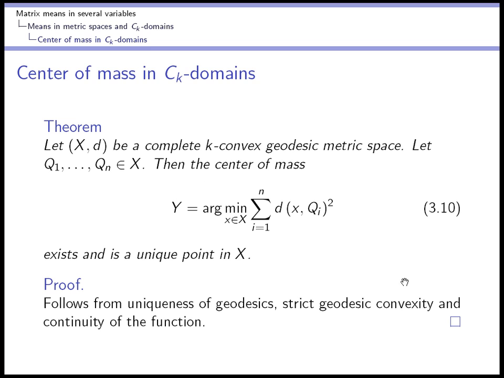Now, it can be proved that a unique solution exists to this minimization problem if the space is a CK domain. It follows from the uniqueness of geodesics, strict geodesic convexity, and the continuity of the cost function here. This is a continuous function.